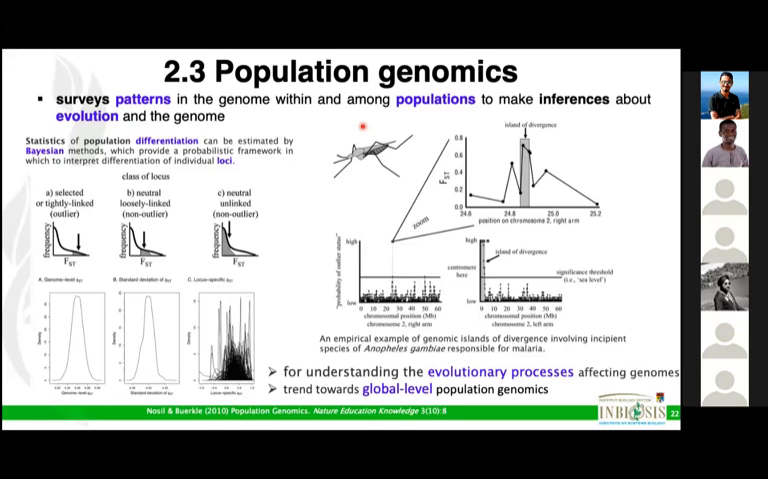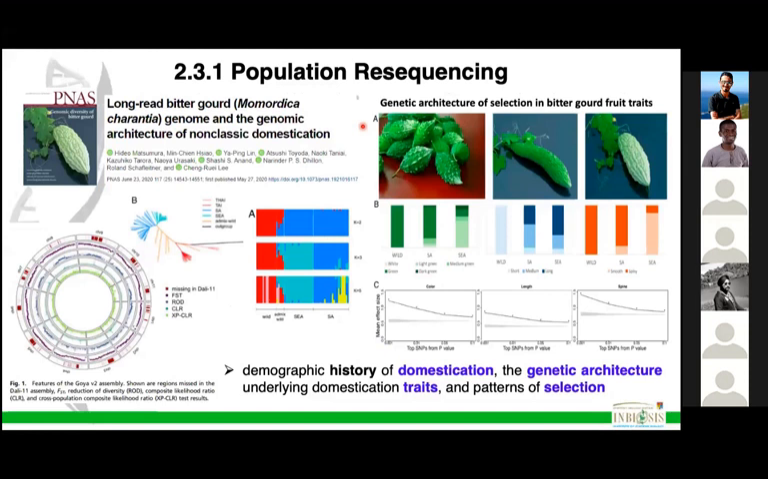With population genomics also comes population resequencing. The example here is the bitter gourd. People study different traits of bitter gourd populations and do sequencing, get the assembly result and check the genetic structure to find out the history of the domestication of this fruit and the architecture underlying domestication traits, for example the color of it, the length of it, or the texture of it.